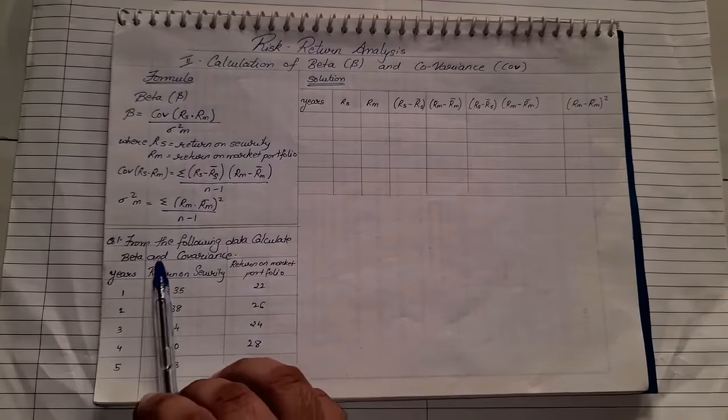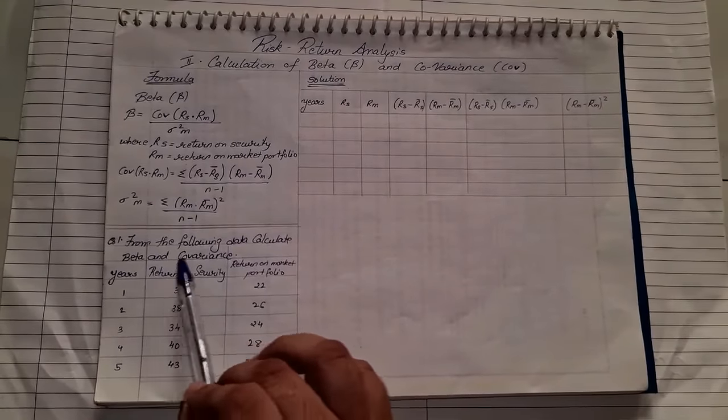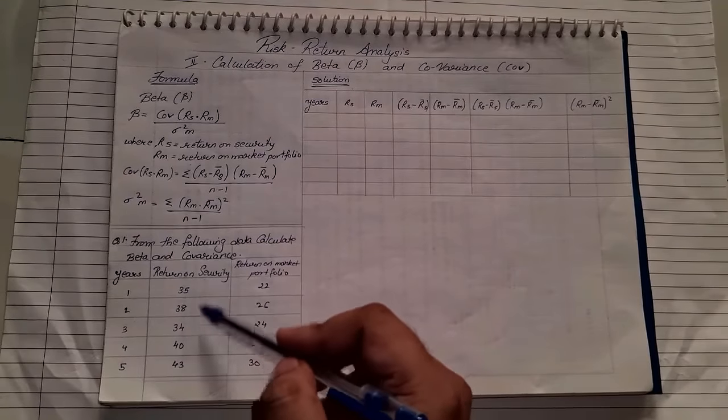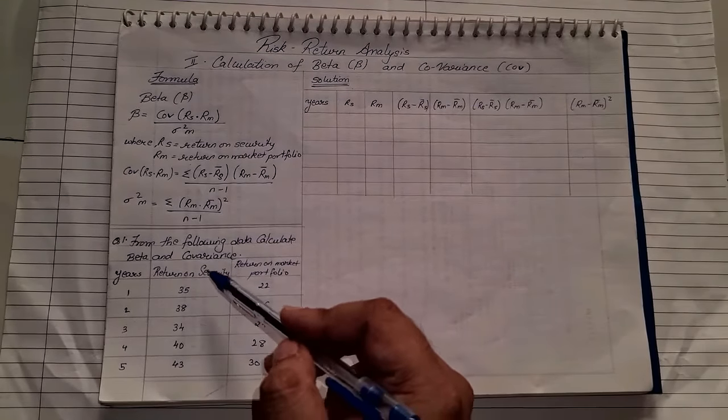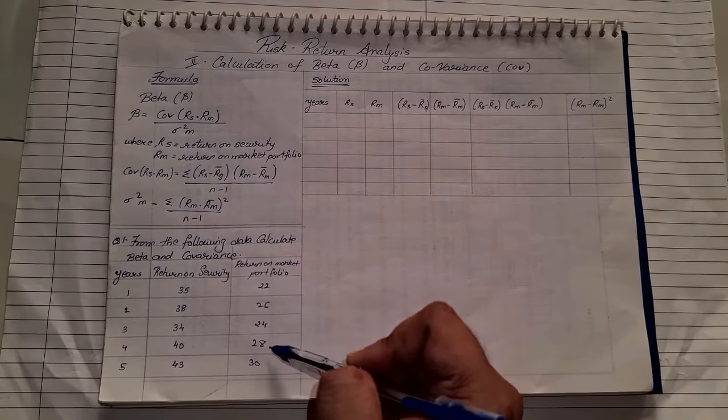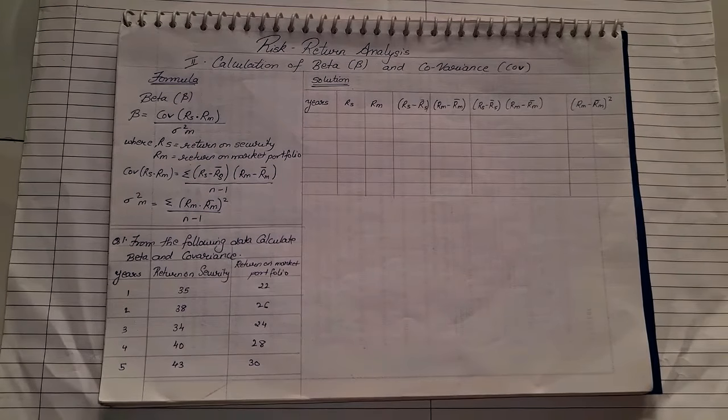Sum number 1: from the following data, calculate beta and covariance. They are giving you the number of years and the return on security, which we will consider as RS, and the return on market portfolio, which will be known as your RM. Now based on this, let us see how to solve the sum.